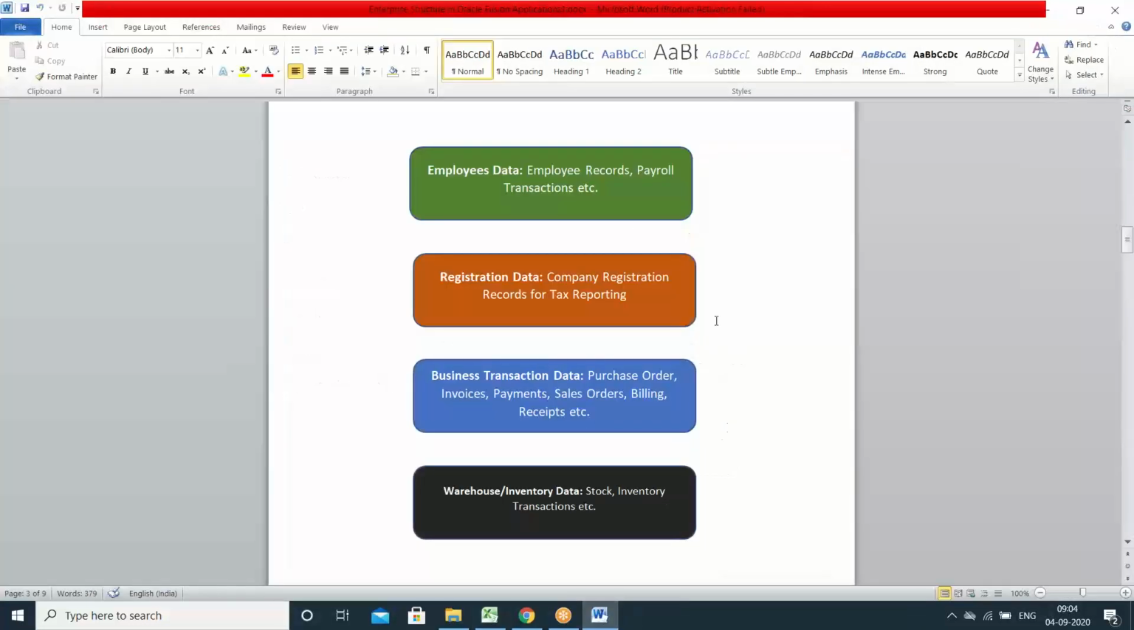Now I have prepared a few slides. I'll just take you through those slides. This is what we discussed. The total organization data can be classified into these 4 parts. Employees data, where you can maintain the employee records and the payroll related transactions, the salary payments and all. Registration data means the company registration data and records for tax reporting. The business transaction means purchase orders, invoices or payments, sales orders or billing or receipts. Warehouse or inventory data means stock and inventory transactions.